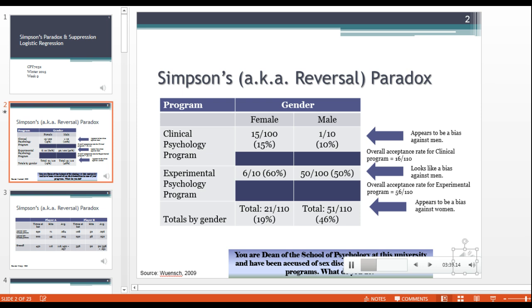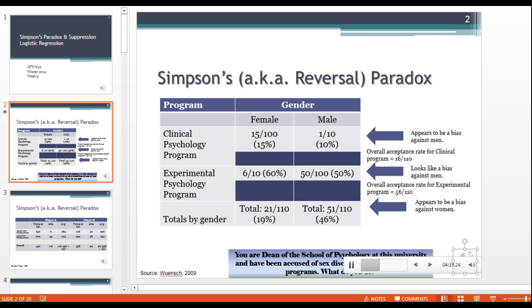For the clinical psychology program, it looks like 110 applied, but only 16 got in. We have 15 females and 1 male. And so that's less than a 15% acceptance rate, so that's really a competitive program to get into, very difficult. For experimental psychology, it looks like it's easier to get in because we have 56 individuals who were accepted, 6 female and 50 male, and that's out of a total of 110 applicants. And so that is a much better chance of getting in, about a 50% chance.